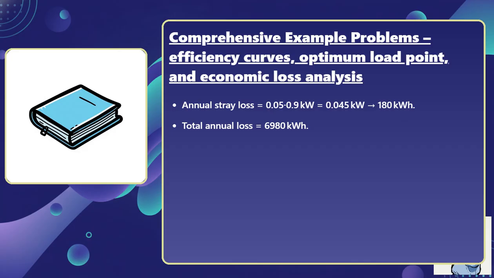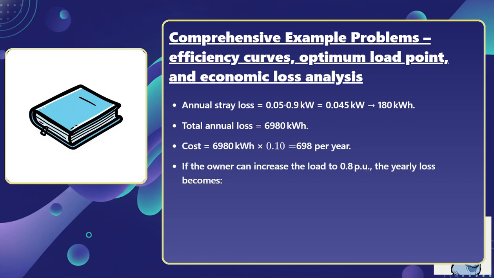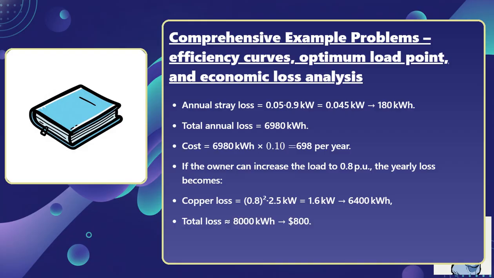Total annual loss equals 6,980 kilowatt hours. Cost equals 6,980 kilowatt hours times 10 cents equals $698 per year. If the owner can increase the load to 0.8 per unit, the yearly loss becomes: copper loss equals 0.8 squared times 2.5 kilowatts equals 1.6 kilowatts, which is 6,400 kilowatt hours. Total loss approximately 8,000 kilowatt hours equals $800.